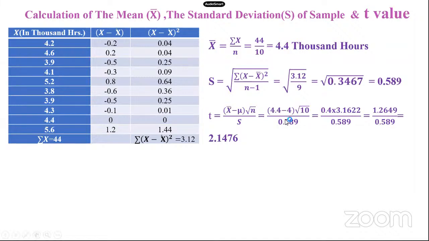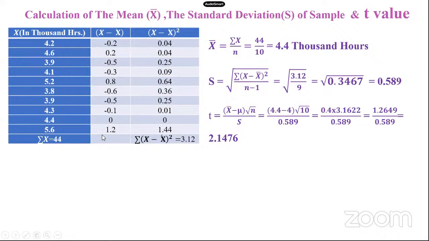5.2 minus 4.4 is equal to 0.8. 3.8 minus 4.4 is equal to minus 0.6. 3.9 minus 4.4 is equal to minus 0.5. 4.3 minus 4.4 is equal to minus 0.1. 4.4 minus 4.4 is equal to 0. 5.6 minus 4.4 is equal to 1.2.